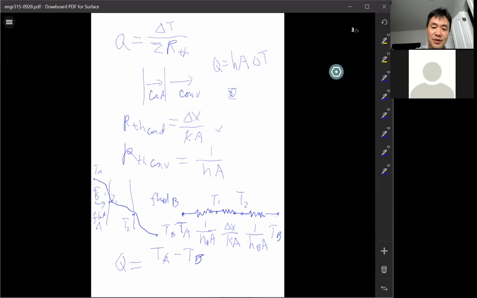For the convection, the equation is beginning temperature minus ending temperature, right? It's the surface minus infinite, right? So there's no sign change here. For that convection, if you use this equation, just remember the delta T has to be the beginning temperature minus the ending temperature. Be careful, very careful with the signs.